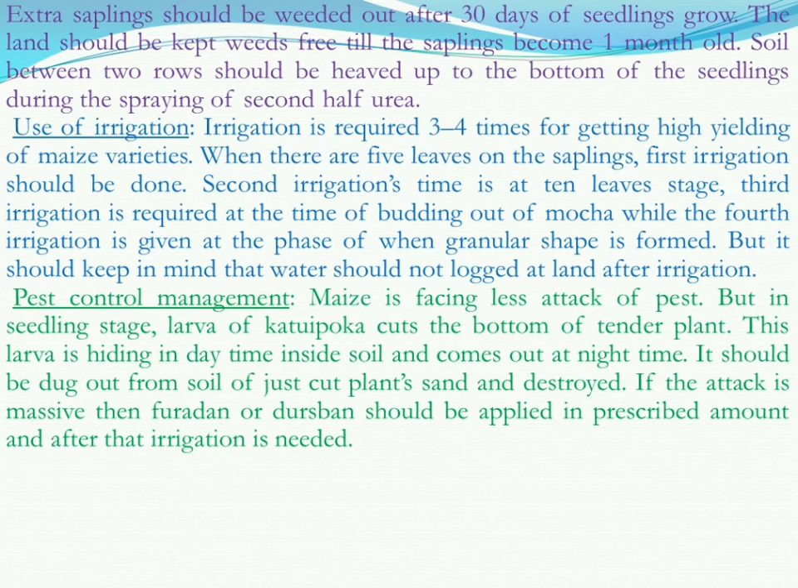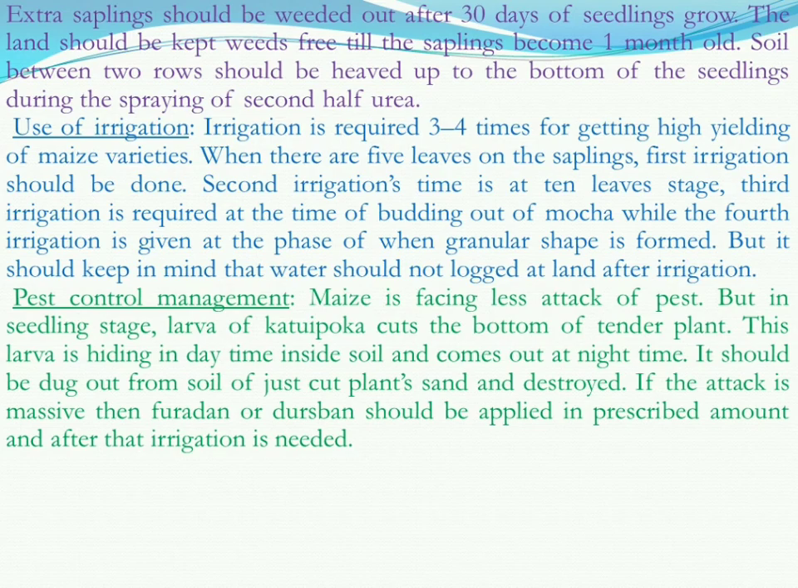This larva hides in the soil in the daytime and comes out at night. It should be dug out from the soil of just-cut plants, sand, and destroyed. That means if we cut some plants on that sand or under the soil, this larva of Katopuka hides there, and we have to dig it out from that soil and destroy it.